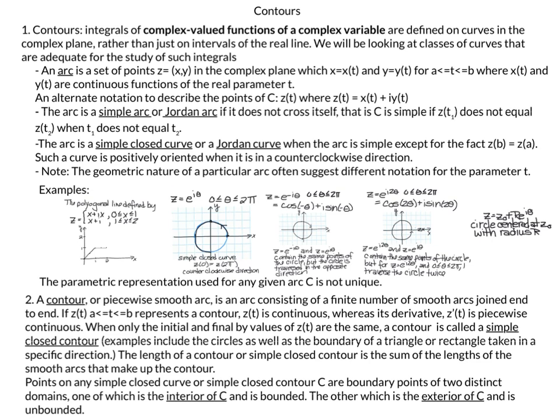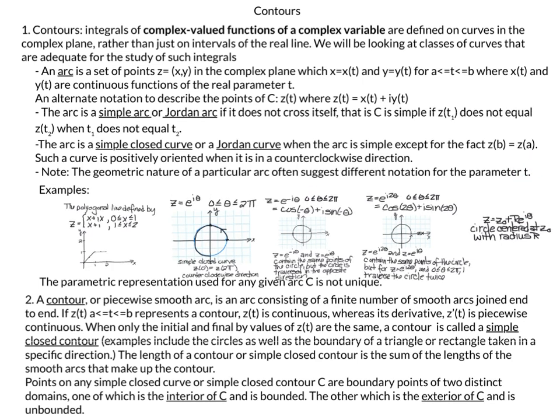The geometric nature of a particular arc often suggests different notations for the parameter t. So sometimes we use x as the parameter, or y can also be the parameter, or theta can be the parameter, as we have in these examples. We did an example of parameterizing lines. Here we have z equals, our x function is just x, and our function y of x is just x.